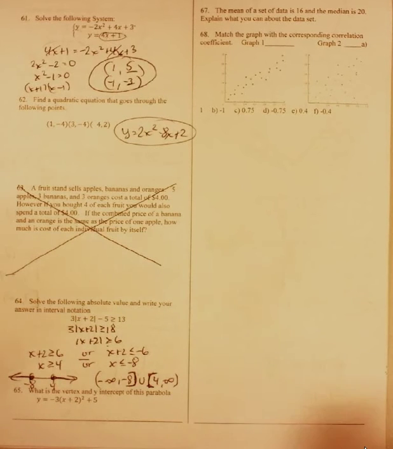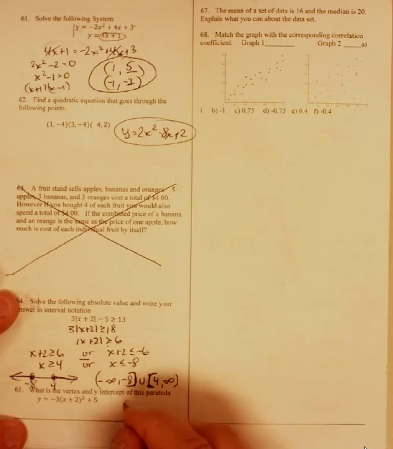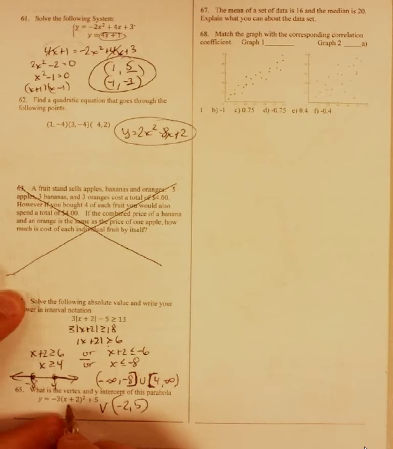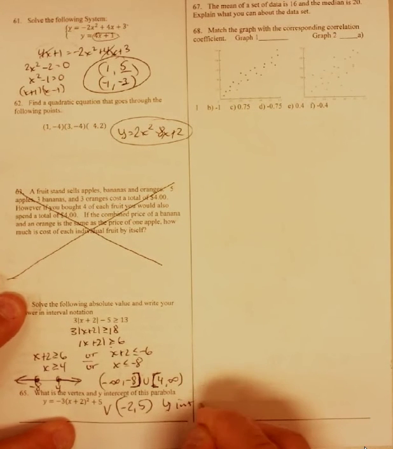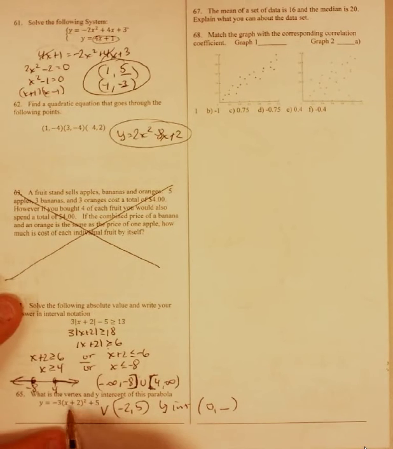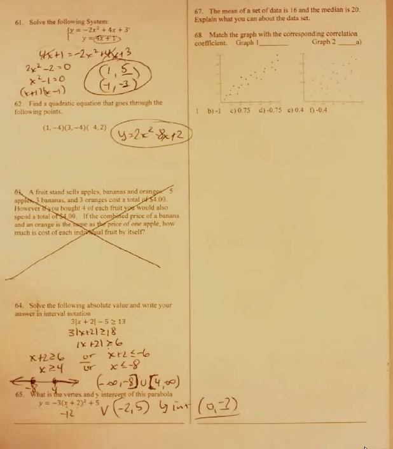Let's move on to 65. What is the vertex and y-intercept of this parabola? Well, the vertex is at the point negative 2, 5. The y-intercept is whenever the x value is equal to 0. So the y-intercept is going to be 0, something. To figure out what that is, I'm going to plug a 0 in for x. That's 0 plus 2 is 2. 2 squared is 4. 4 times negative 3 is negative 12, and negative 12 plus 7 is negative 7. So the y-intercept is 0, negative 7.